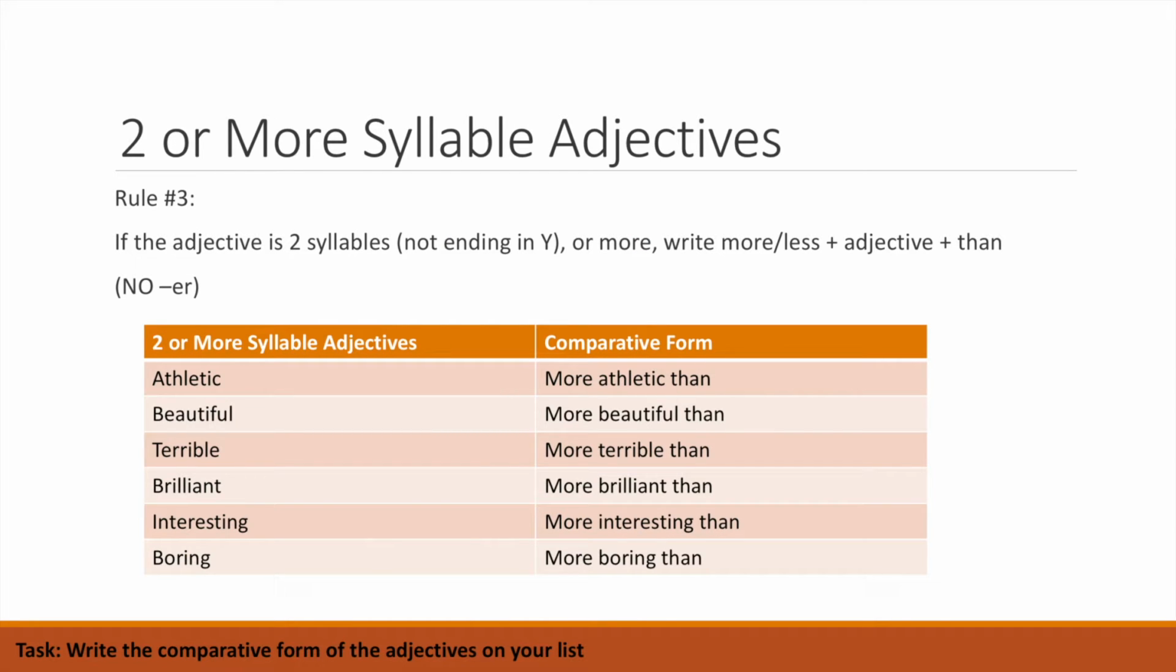Rule 3. If the adjective has 2 or more syllables and it doesn't end in Y, we cannot add ER. We must write more or less plus adjective plus than to form the comparative. For example, we have athletic. The adjective has 3 vowel sounds, so 3 syllables. Because we have more than 2 syllables, we cannot add ER. We have to write more athletic than to form the comparative.